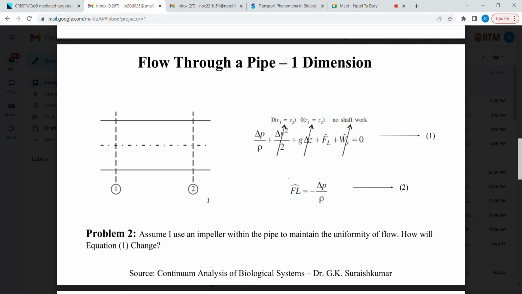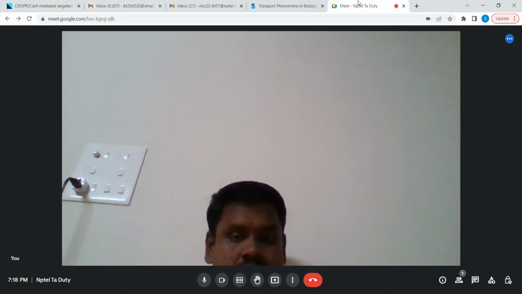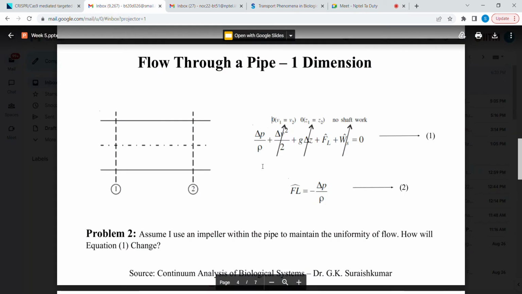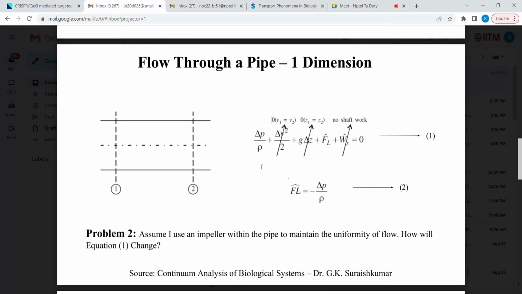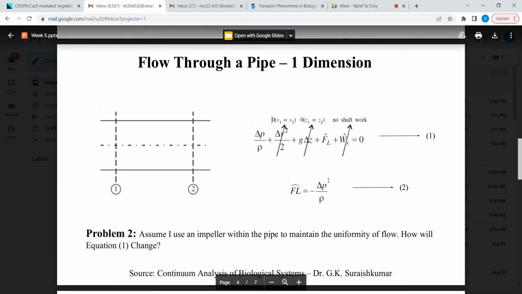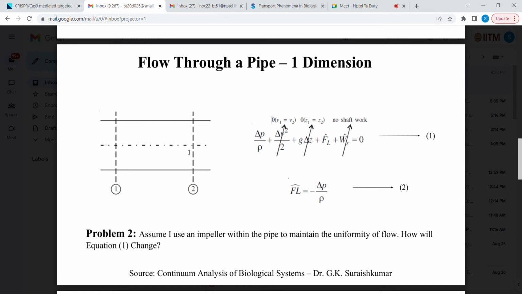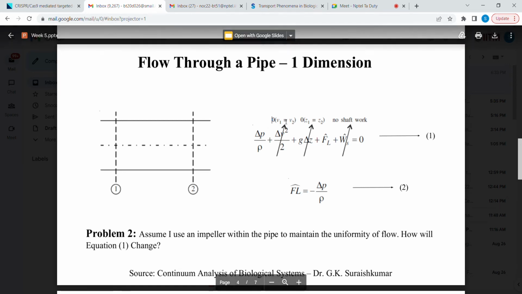It's simple, right? It means that the flow of the fluid across this cross-sectional area is a well developed flow, which means there is no difference in the velocity at any point between point 1 and point 2. So delta V goes to 0.